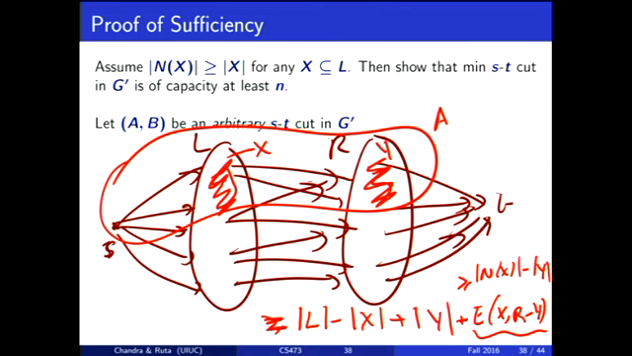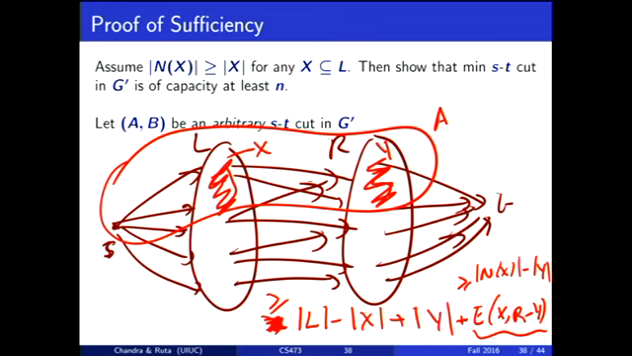Now, for that min cut, instead of equality I'm going to put greater than or equal to, because I don't have equality anymore, I'm just lower bounding it. So what is this now? It is L minus X plus Y plus N of X minus Y at least. So Y and Y will cancel. What do we get? L minus X plus N of X. But we have the condition that N of X is greater than or equal to X. So this is at least L. So I took an arbitrary cut and I argued for you that the capacity of the cut is at least L.